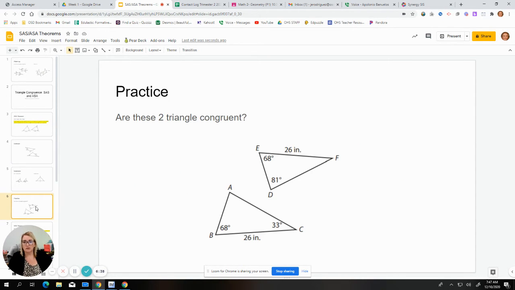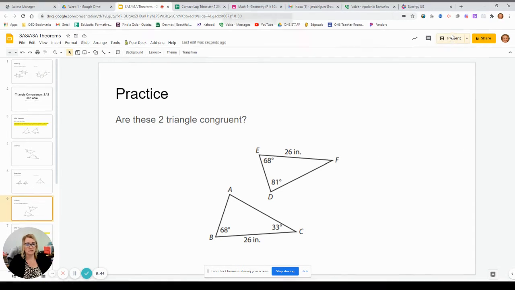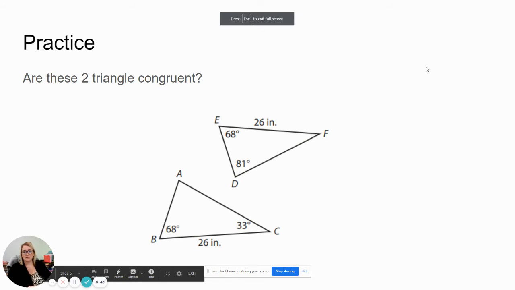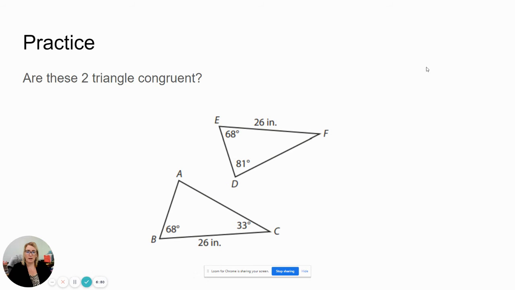Okay? So now I want you guys to look at these two triangles and I want you to determine, are they congruent based on angle side angle or are they not? Okay, so look at everything you have and make a determination if these two triangles are congruent.